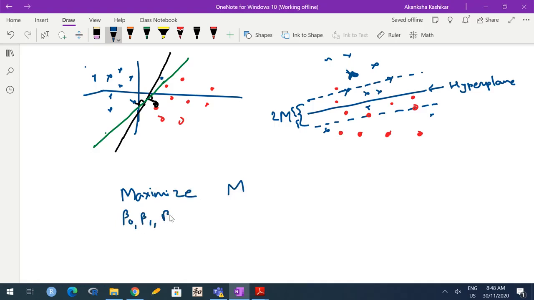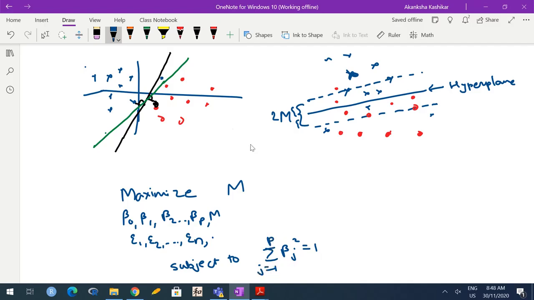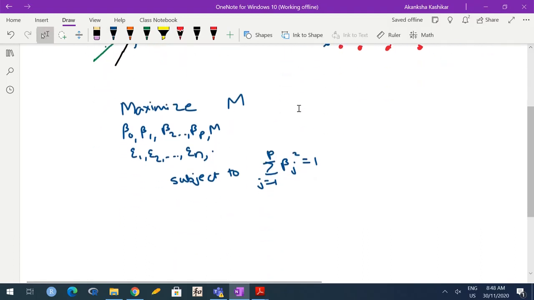We try to choose beta naught, beta 1, beta 2, up to beta p. In addition to this, we are going to introduce new variables epsilon 1, epsilon 2, up to epsilon n, so basically one variable for each observation from the training set. So maximize m subject to the summation of beta j squared equal to 1, where j goes from 1 to p. This condition remains as it is. No change there.